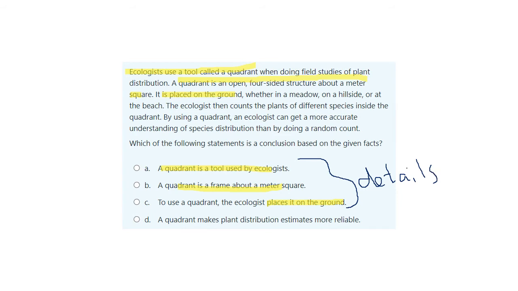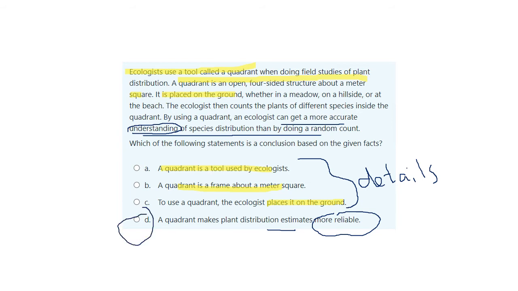We need the conclusion. So a quadrant is placed on the ground, whether in a meadow or on a hillside or at the beach. The ecologist then counts the plants of different species inside the quadrant. By using a quadrant, an ecologist can get a more accurate understanding of the species distribution than by doing a random count. So the reason for using a quadrant is to make it more accurate. More accurate might be more reliable. And to get an understanding would be getting an estimate. D would be a conclusion. A, B, and C are details. D is the conclusion.